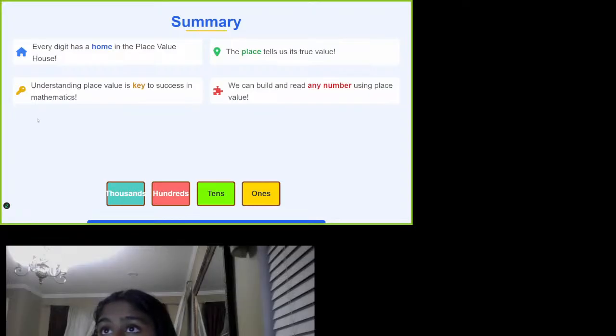So the summary is that every digit has a home in the place value, or somewhere to sit, either in the ones place, the tens place, hundreds, thousands, and so on. And this place tells us its true value in the number, which can then determine the value of the whole number itself. And understanding place value is the key to success in mathematics, since it is used in almost everything in math. And we can build and read any number using place value.